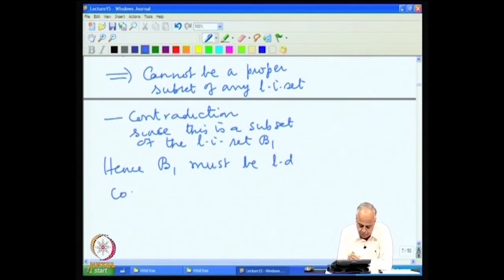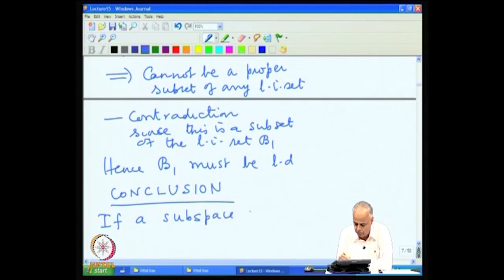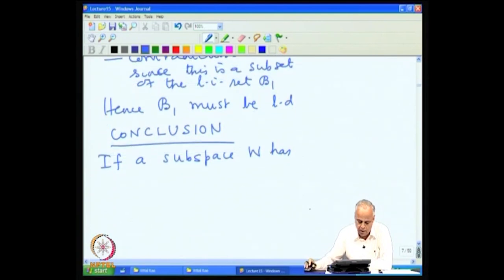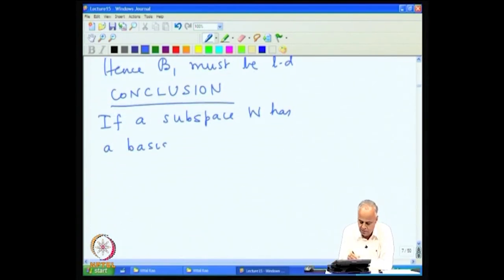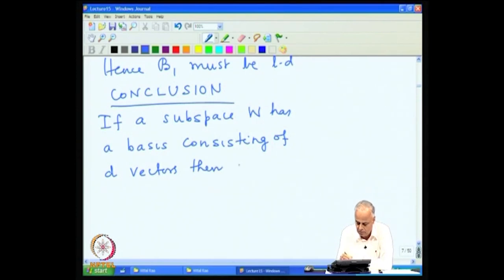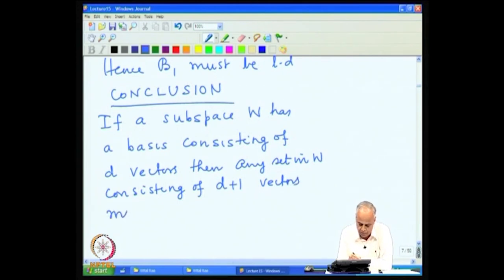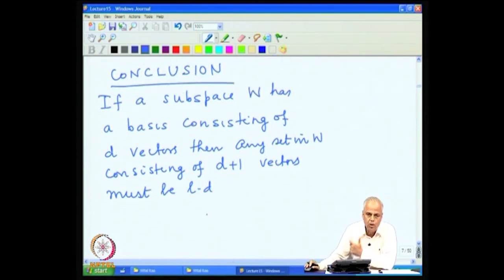So, what is the conclusion? The conclusion is that if a subspace W has a basis consisting of d vectors, then any set in W consisting of d plus 1 vectors must be linearly dependent. So, anything more than d vectors is forced to be linearly dependent.